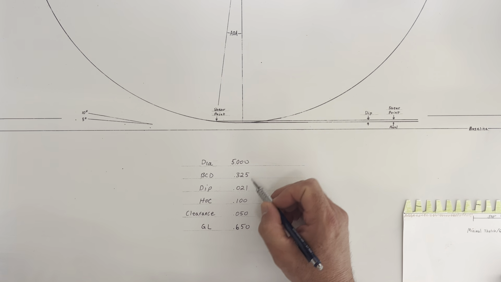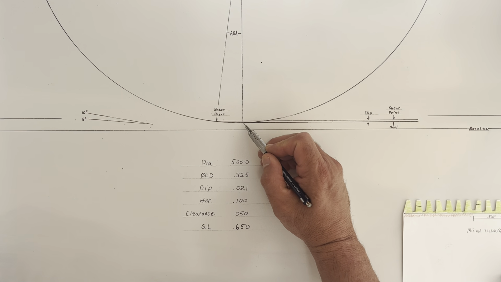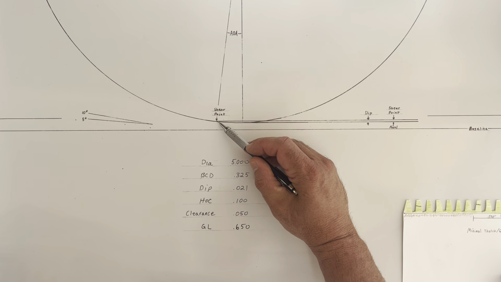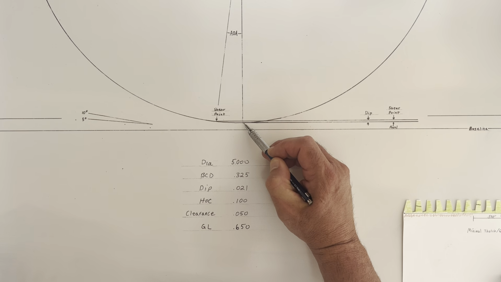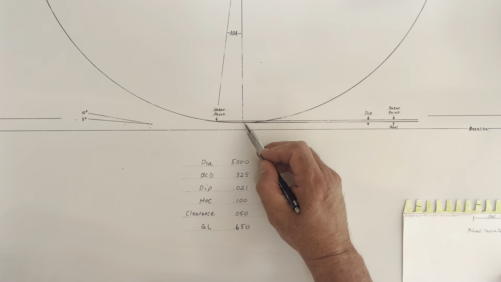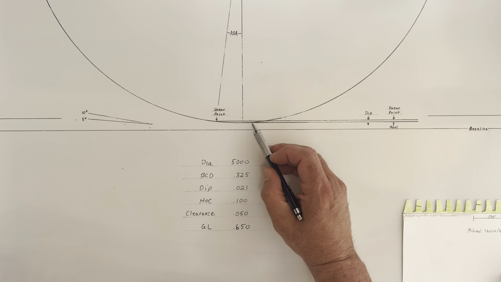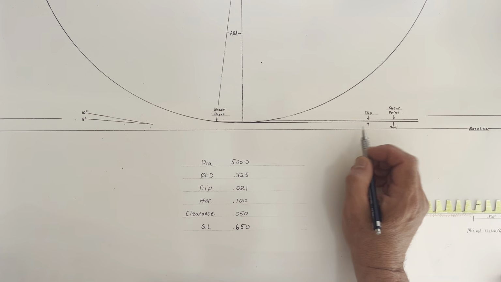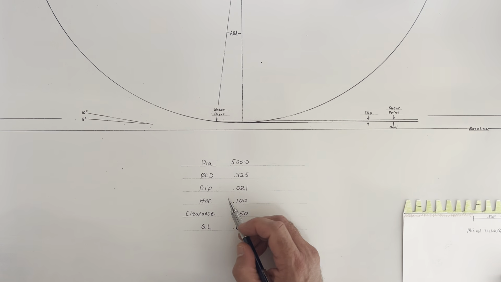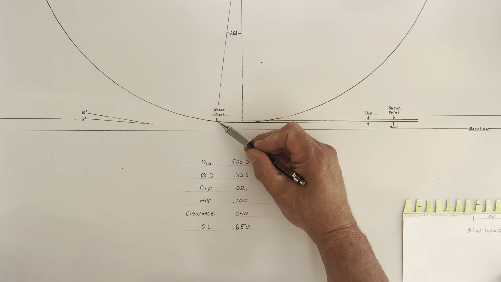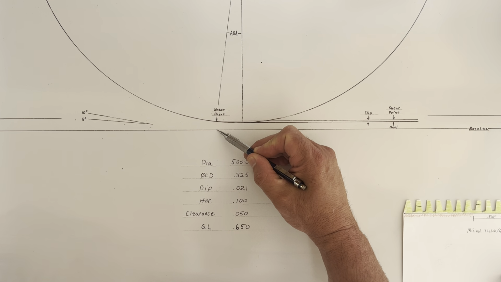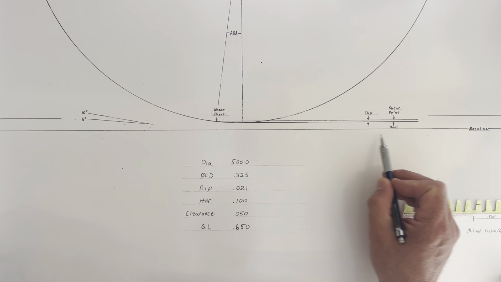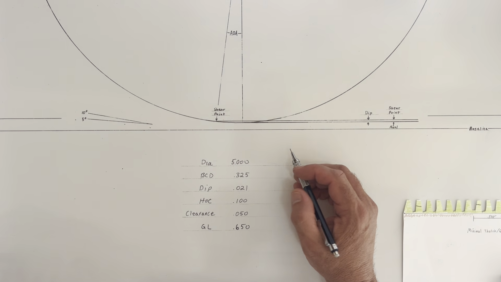The dip is 21. The dip is the distance from the shear point, which is right here, to the bottom of the reel blade path. So the reel blades are dipping down 21 below the shear point of the bed knife. The height of the cut is 100. That's from the shear point to the baseline, which basically touches the bottom of the rollers.